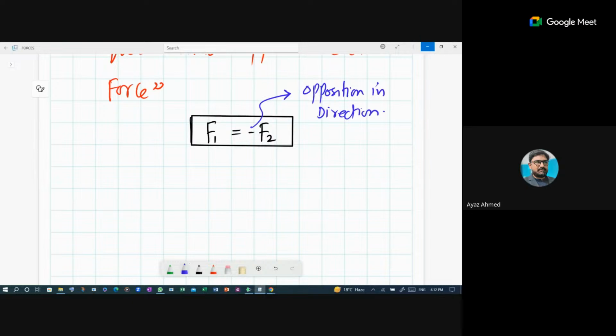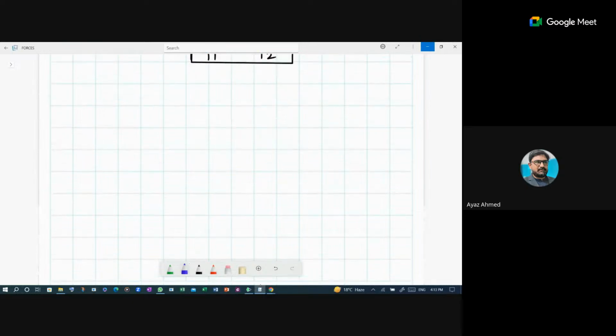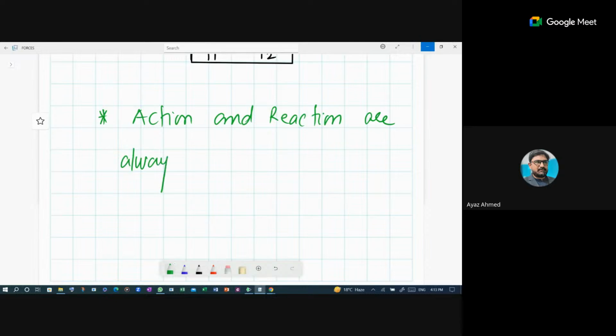Now the problem is that when you have this situation, action and reaction are on two different bodies. Remember this. This is a very common misconception. Action and reaction are always on two different bodies.